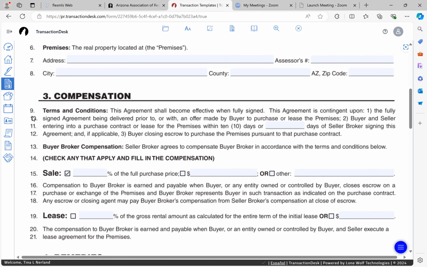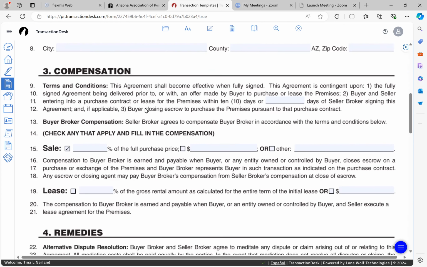Buyer broker compensation. Seller broker agrees to compensate buyer broker in accordance with the terms and conditions below. So when, never mind, different addendum. Check in any that apply and fill in the compensation. If it does not apply, you do not have to check it. So if it's a resale, you're going to check sale, and you're either going to put a % of the purchase price or a specific dollar amount or something other.